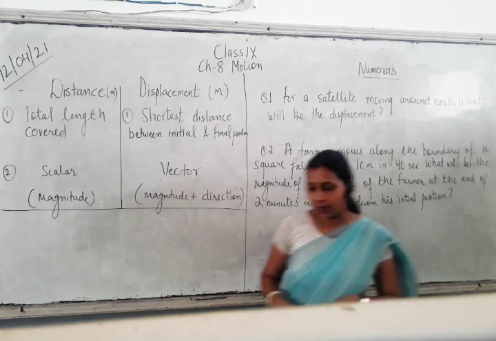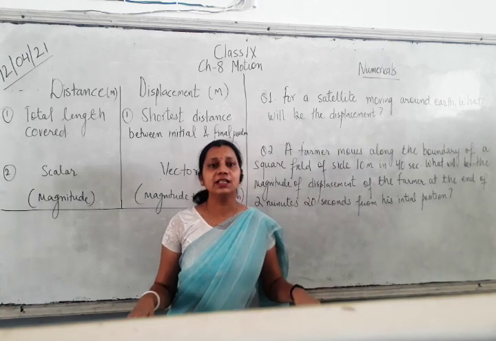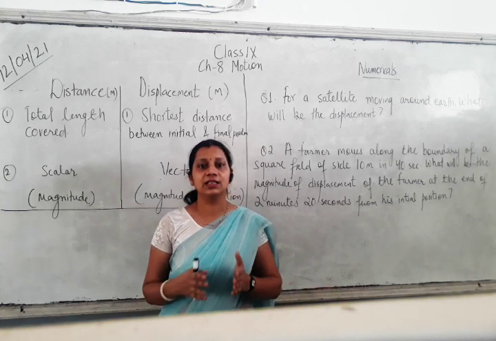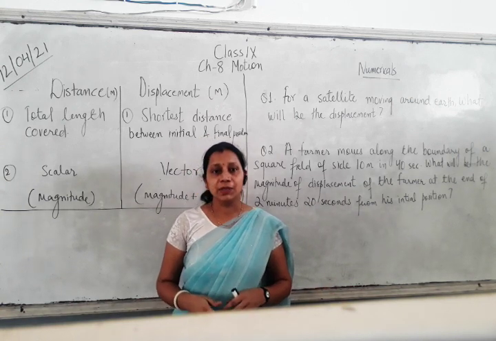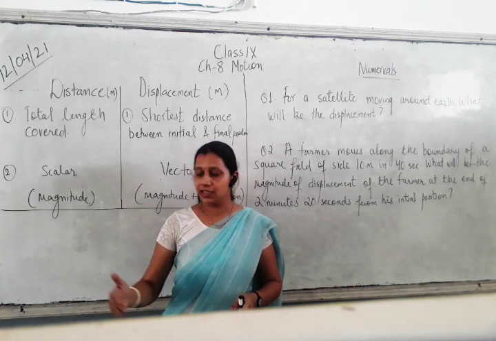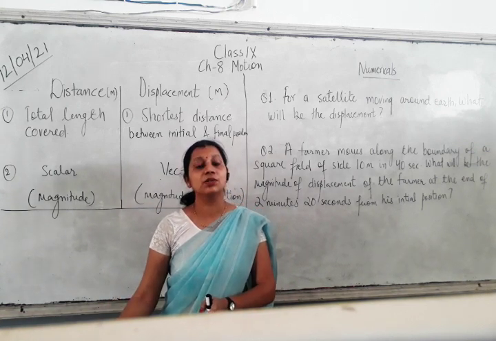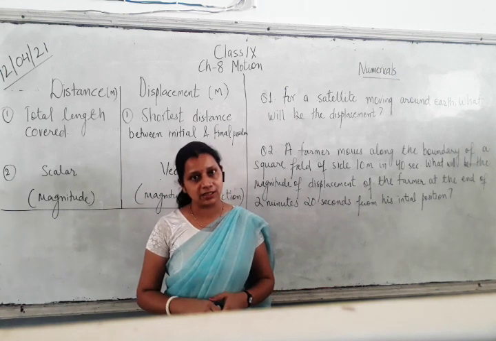But if I come back to the midpoint, the distance covered is 2 plus 1, 3 meter, whereas displacement in this case is the length between the initial and final position. Initial is 0, final is 1. So displacement here is 1 meter.